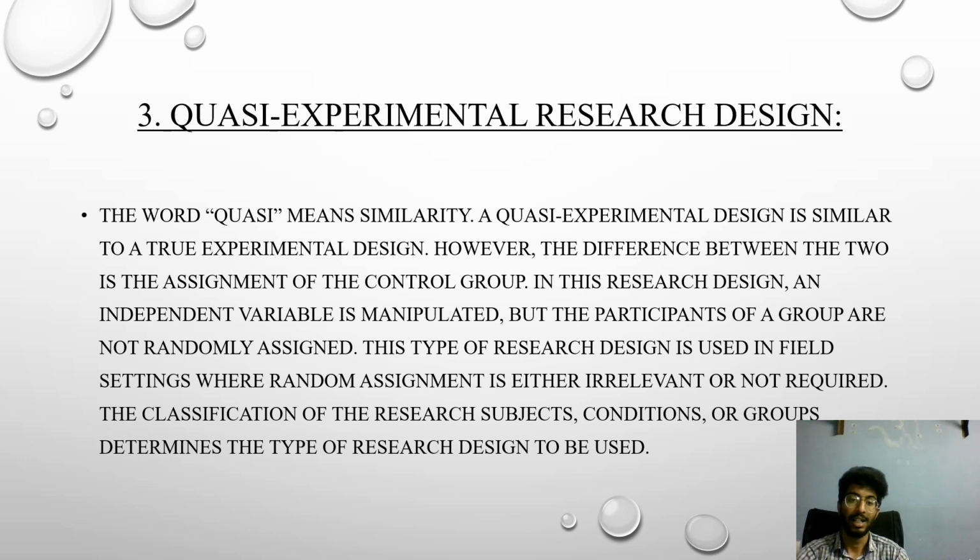Quasi-experimental research design. The word quasi means similarity. A quasi-experimental design is similar to a true experimental design. However, the difference between the two is the assignment of the control group in the research design. An independent variable is manipulated, but the participants of the group are not randomly assigned. This type of research design is used in field settings where random assignment is either irrelevant or not required.